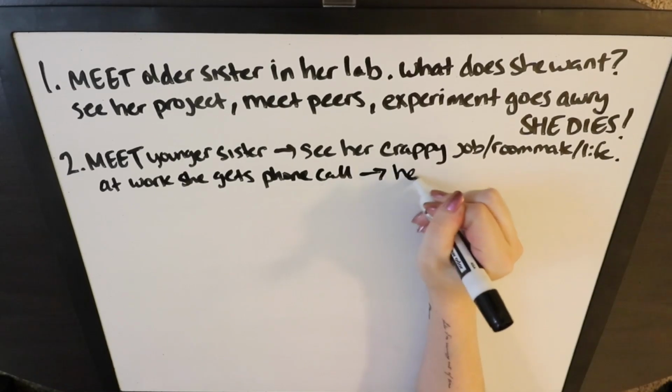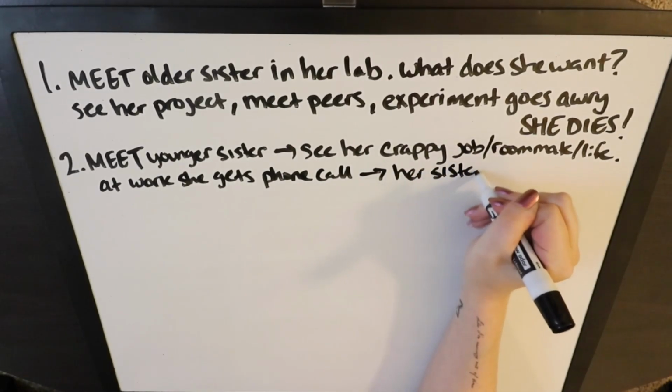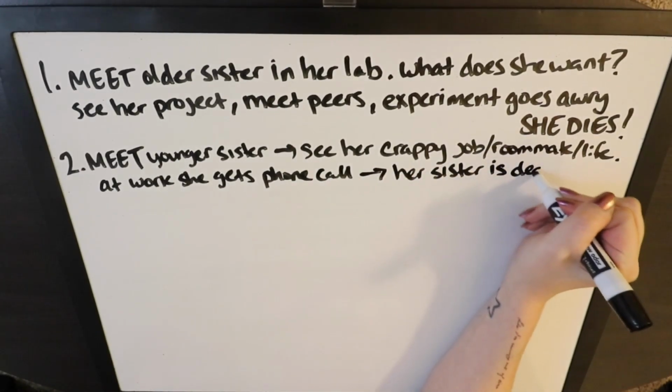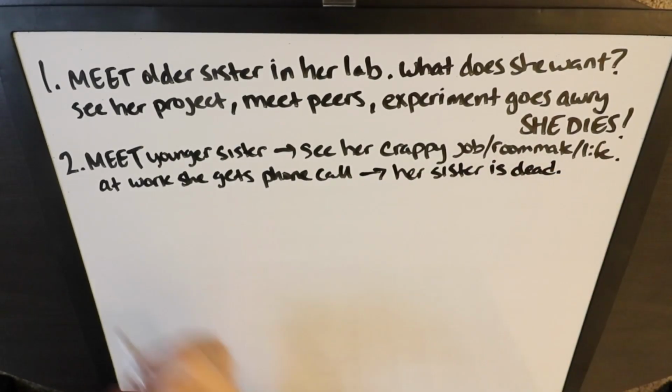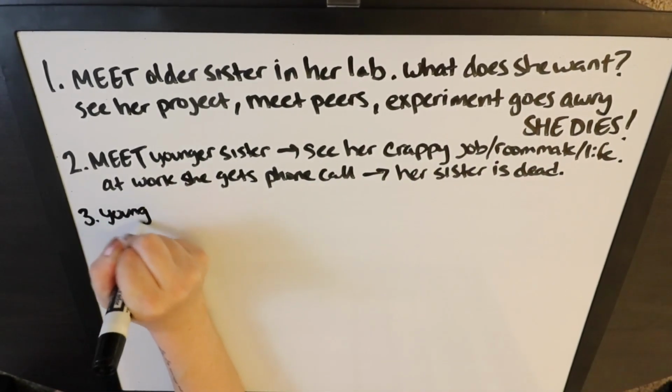Customers are annoyed, but her mom just called her 7 times in a row. So it has to be an emergency. And she answers the phone and she learns that her sister is dead. Next chapter. Younger sister is shook.